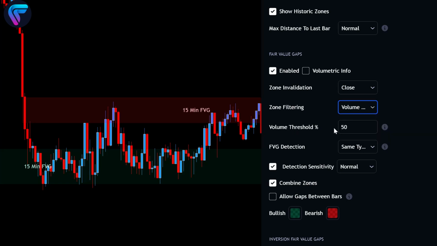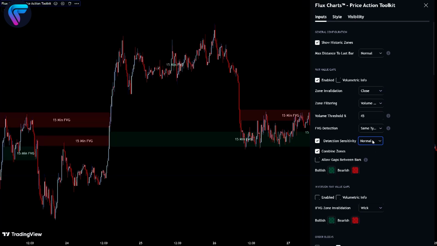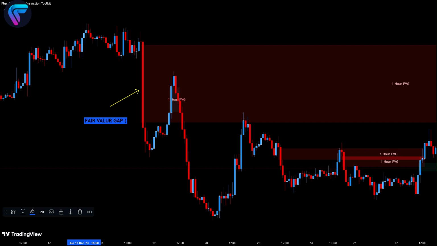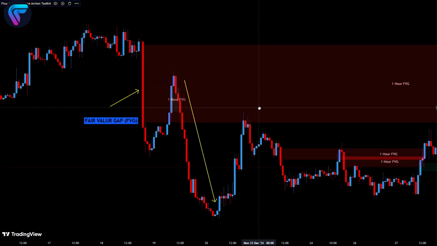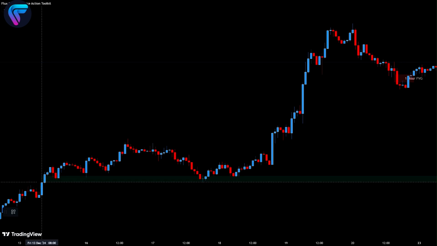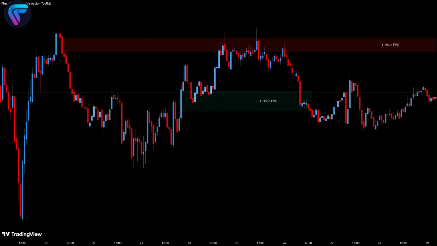Additionally, there's a volume threshold for FVG detection, which lets you set a minimum volume level for finding FVGs. Finally, the detection sensitivity settings allow you to fine-tune how aggressively the tool finds FVGs. These settings help you take control and make your analysis more accurate. It's quite impressive, isn't it? As you can see from the examples, the indicator is very effective in finding fair value gaps on almost any chart you use.